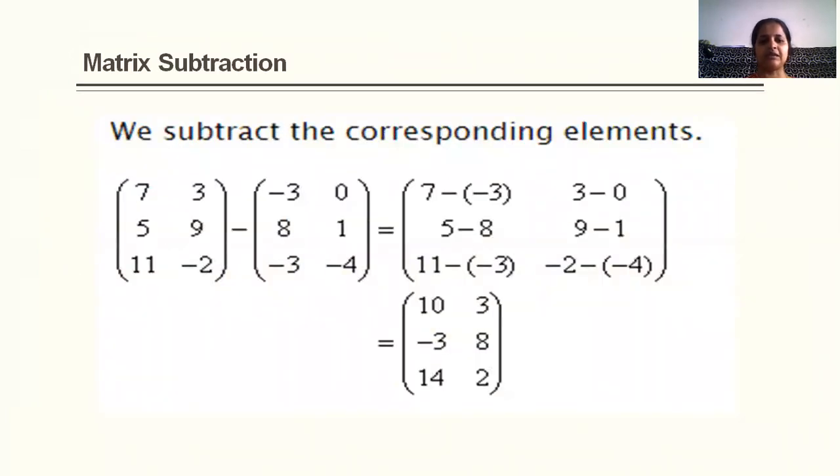Now we subtract. Here is an example of subtraction, the same way as addition. That is 7 minus minus 3, 3 minus 0, 5 minus 8, 9 minus 1, 11 minus minus 3, minus 2 minus minus 4. So the resulting matrix will be 10, 3, minus 3, 8, 14, 2.